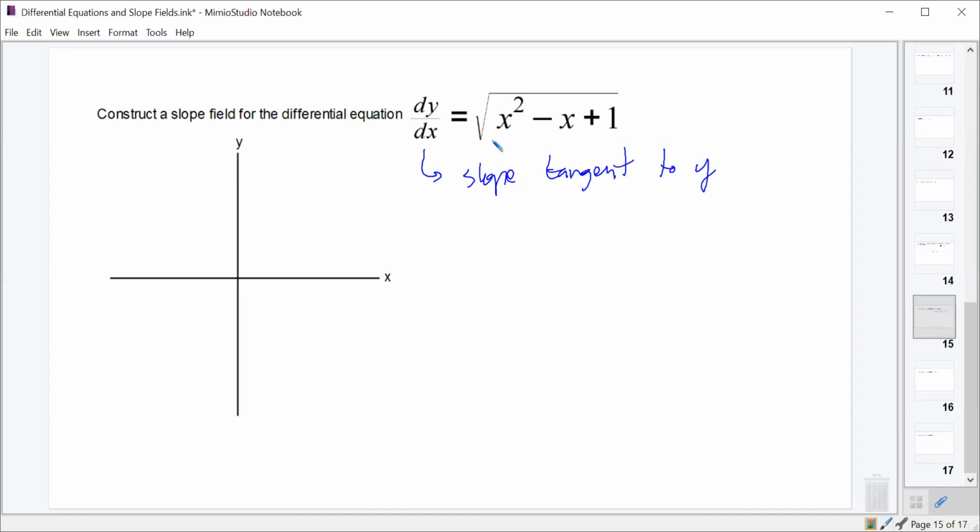So what we do is we look and say, all I have over here is x's. And so I say, if x equals 0, that's an easy value to plug in. What does dy dx end up equaling? One. So anywhere where x is 0, which is along the y-axis, I draw little lines that have a slope of 1. What about if x is 1? What do we get for dy dx? 1. We'll get 1.